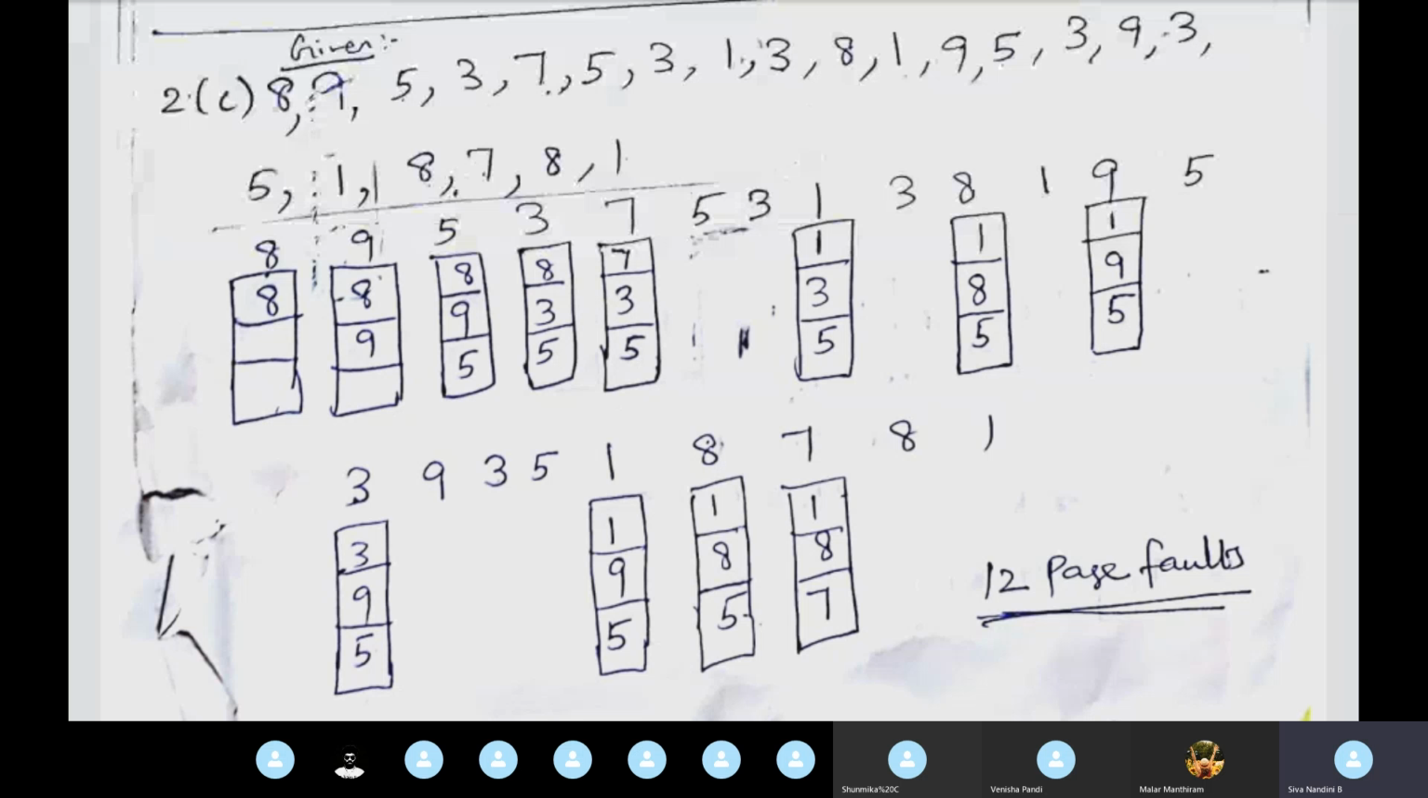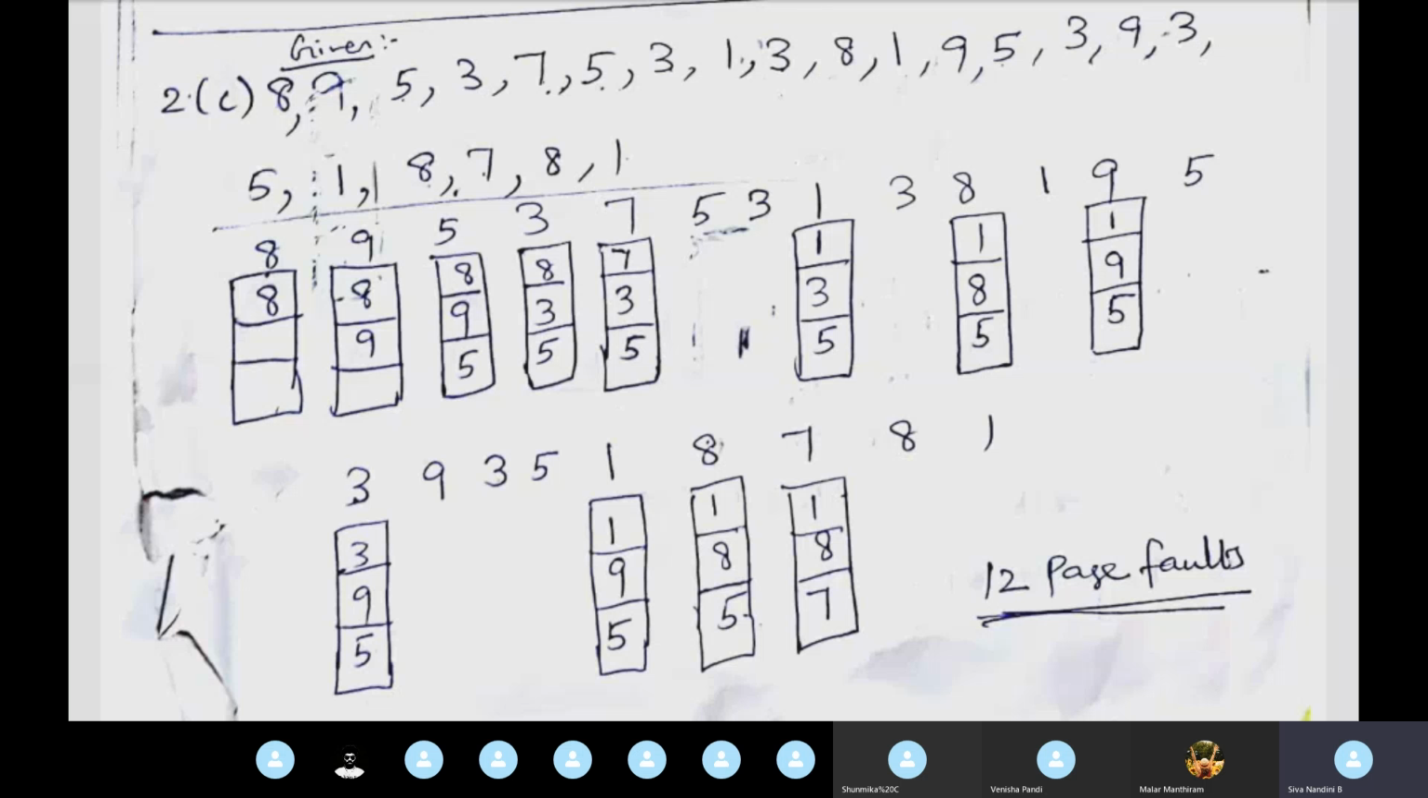Likewise, here we have 8, 3, 5 in the frame. The next page in the string is 7. This page 7 is not in the frame, so we have to insert it. For this we see the future pages which won't be used for the longest period of time. In the frame we have 8, 3, 5. After 7 we have 5, which is used immediately, so it shouldn't be replaced.